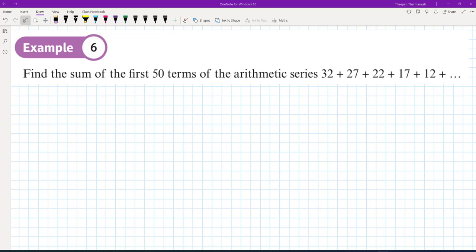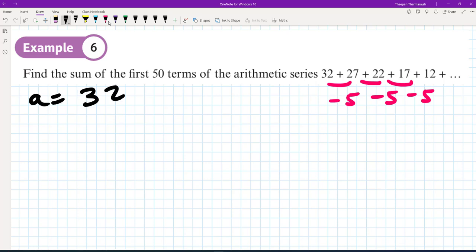Here's the next example. It says find the sum of the first 50 terms of the arithmetic series, 32, 27, 22, and so on. So the first thing to notice here is that we have a common difference of -5. Okay, -5 every single time. So our first term, a, is 32. Our common difference is -5. And they've told us that we now have 50 terms in our sequence, so n is 50.